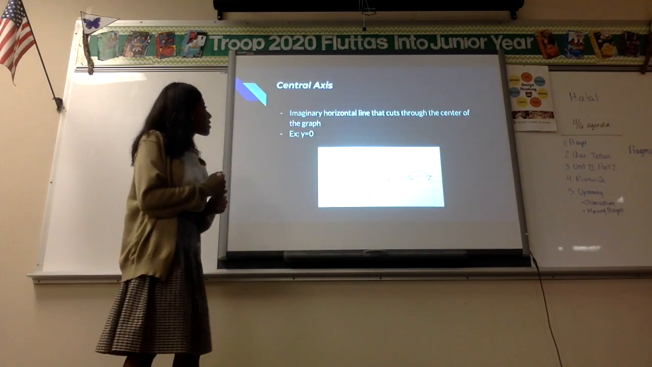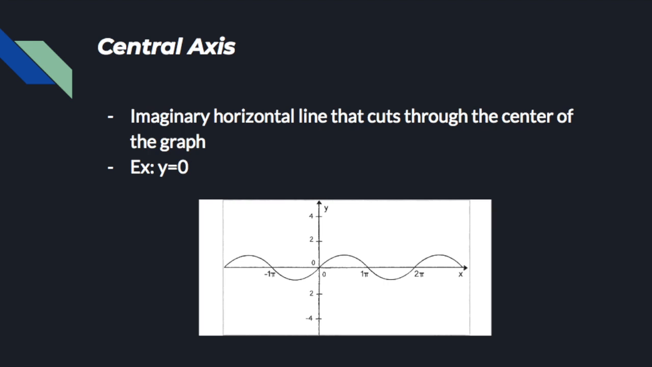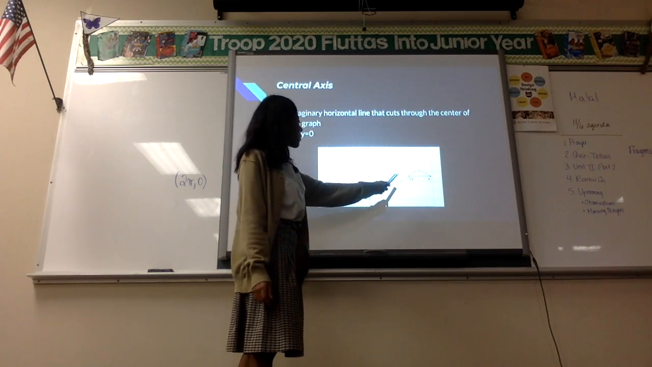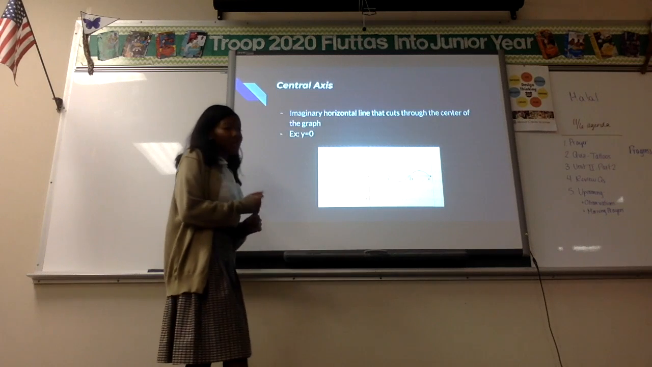Next definition is the central axis, and it's the imaginary horizontal line that cuts through the center of the graph. So obviously it's imaginary, but in this case, the central axis would be y equals 0, and it just differs depending on the function.